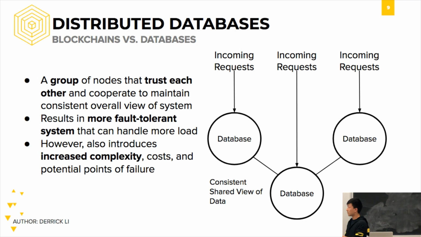Distributed databases, which are the other side of the spectrum, are basically a group of nodes that already trust each other. They cooperate to maintain a consistent overview of the system. This is more fault tolerant because you can handle the load more easily, as was mentioned. However, this introduces increased complexity and adds more points of failure. Any of these nodes can be prone to attack, or could introduce a weakness.